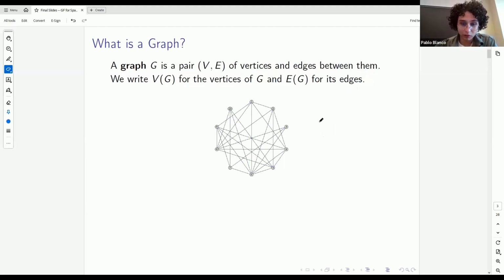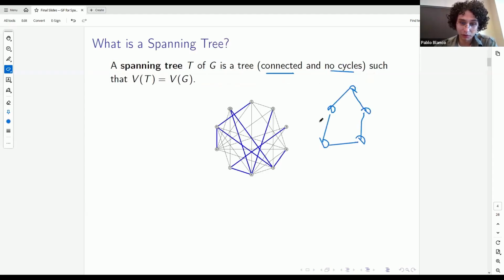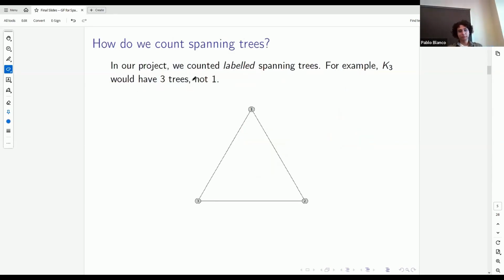In the previous slide, I had this graph. I randomly made it. Here's a spanning tree for it in blue. It uses all the vertices of the graph. That's why it's spanning. Now, when I talk about counting spanning trees in this talk, it's going to be labeled spanning trees.